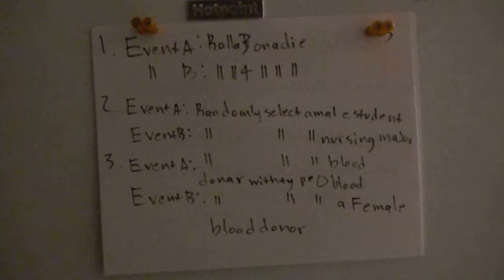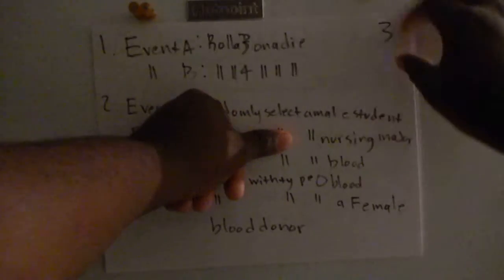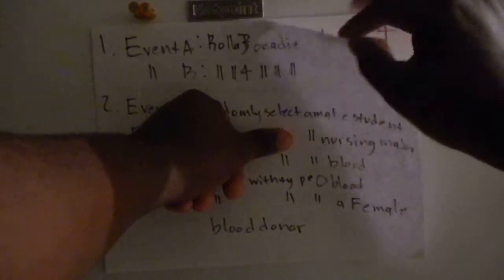The probability of selecting a blood donor with type O blood and the probability of selecting a female blood donor. A female can have type O blood and vice versa. So if they were represented in a Venn diagram, there would be an intersection. These would not be mutually exclusive.